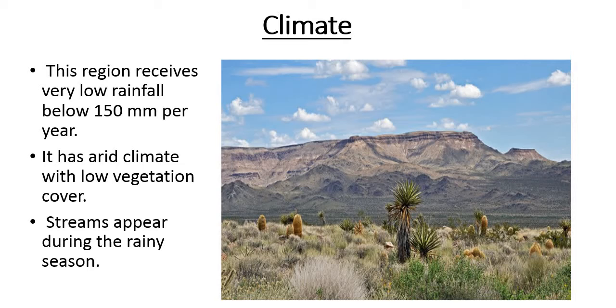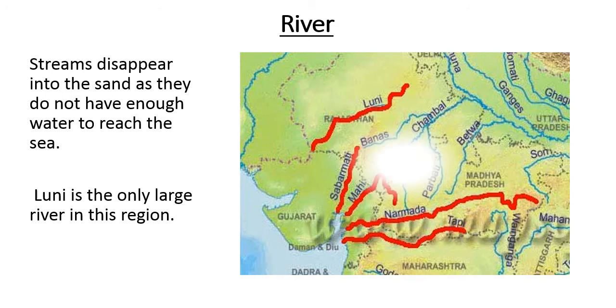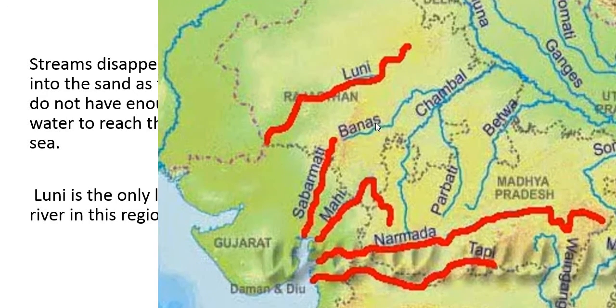Streams appear during the rainy season. When there is rain, streams will appear, otherwise on the rest of the days it will be dry. Streams disappear into the sand as they do not have enough water to reach the sea. We can take the example of the Luni River. Luni is the only large river in this region.